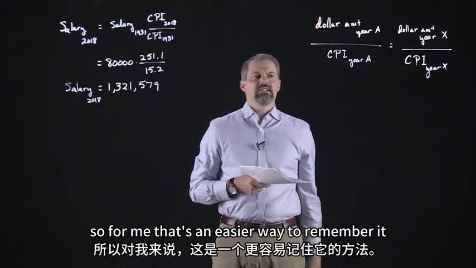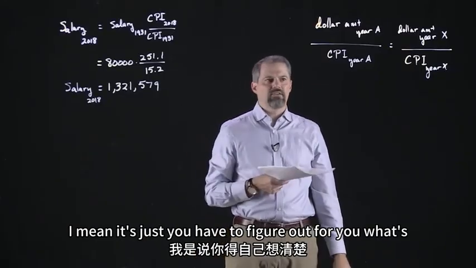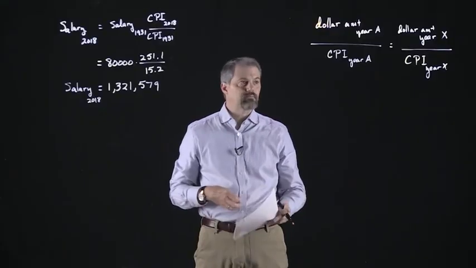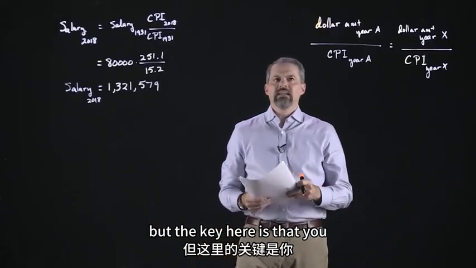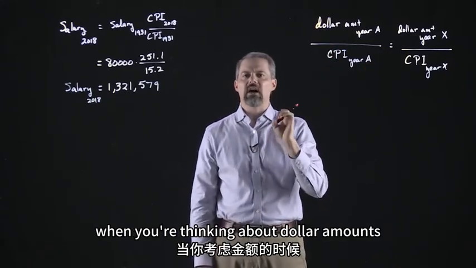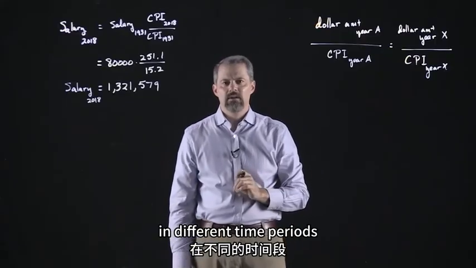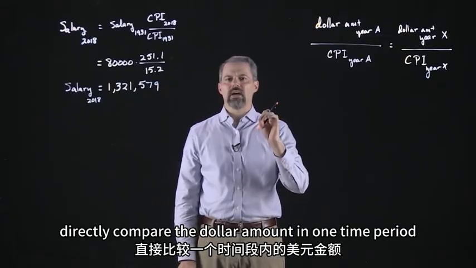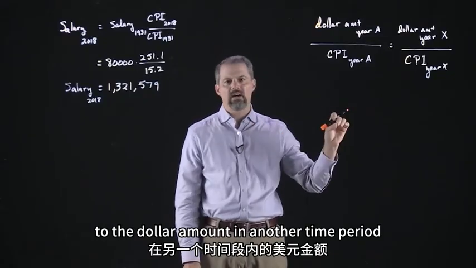So for me, that's an easier way to remember it. I mean, you have to figure out for you what's the best way to think about it. But the key here is that you have to do this adjustment when you're thinking about dollar amounts in different time periods. You can't directly compare the dollar amount in one time period to the dollar amount in another time period.